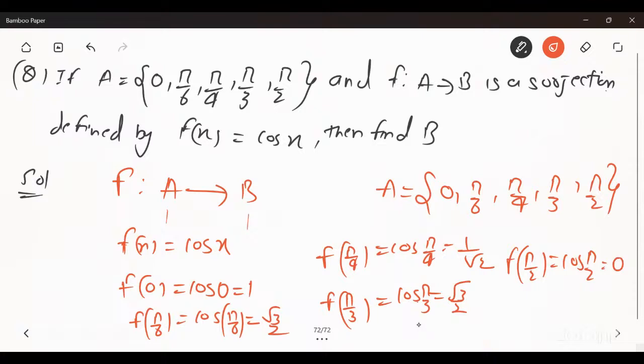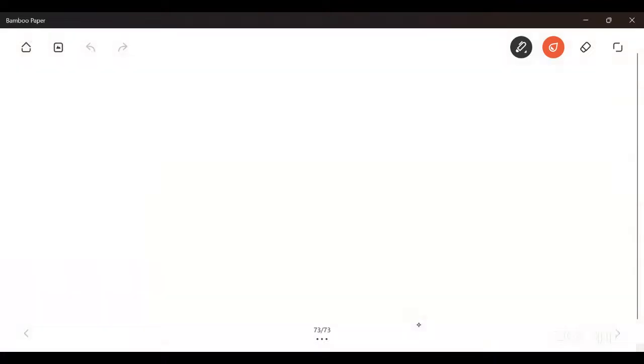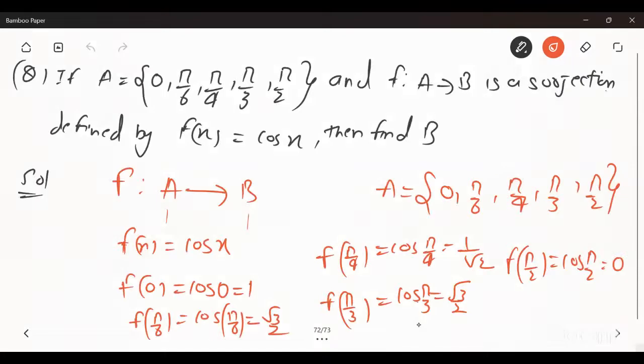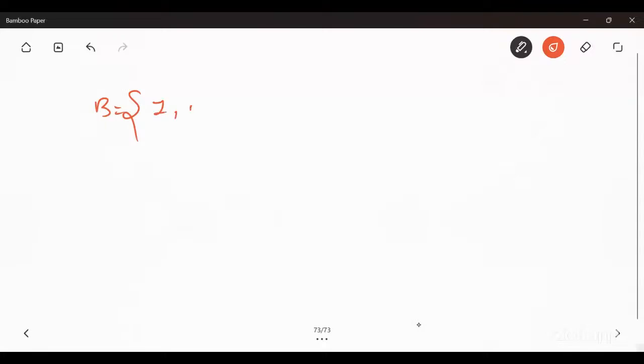Okay. Now the values of B are, we get the values of B as 1, root 3 by 2, 1 by root 2, root 3 by 2, and 0. Okay, wait. Now, cos pi by 3 is cos 60, and cos 60 is 1 upon 2. Sorry, my mistake. So cos pi by 3 is 1 upon 2. So the values of B are 1, root 3 by 2, 1 by root 2, 1 by 2, 0. So that was the value of B.